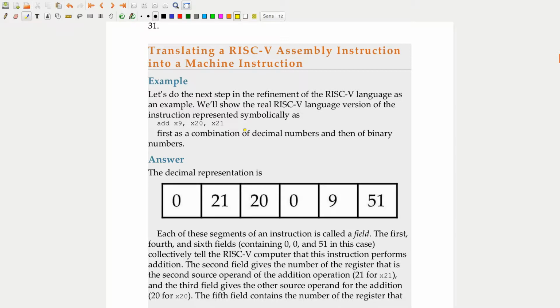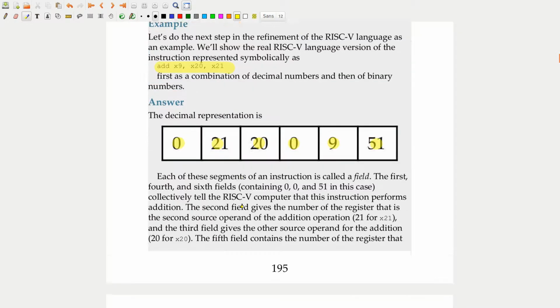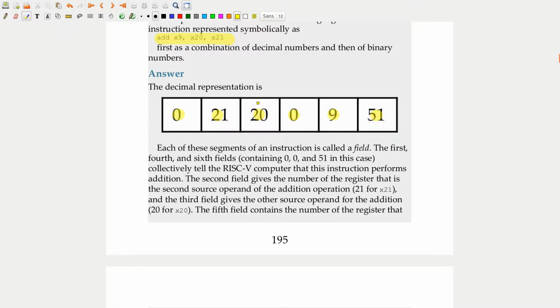So let's see what we have here. Let's do the next step, a refinement of the RISC-V language as an example. We'll show the real RISC-V language version of an instruction. So let's have an add instruction. What they're saying is this instruction right here is going to translate into these different decimal numbers, and then these will be represented by binary numbers later. And so each of these represents a specific field.